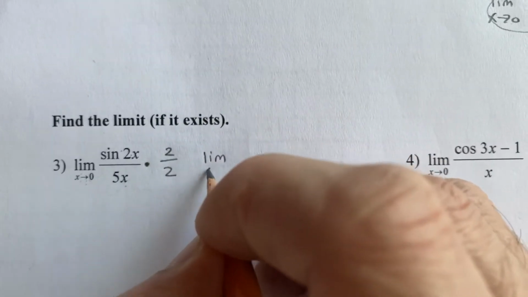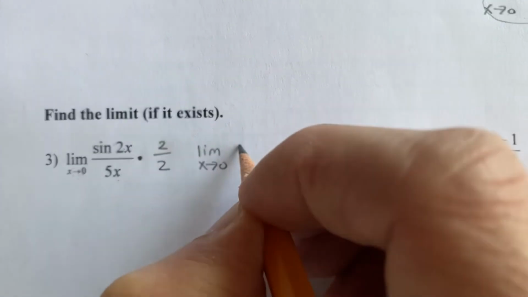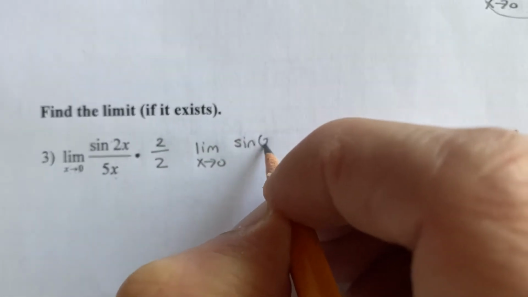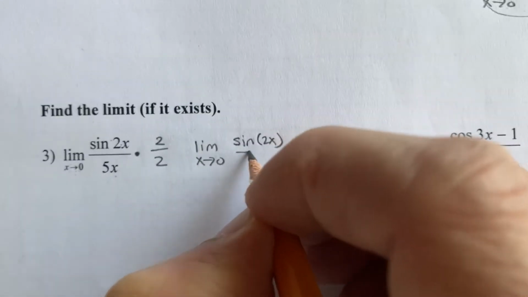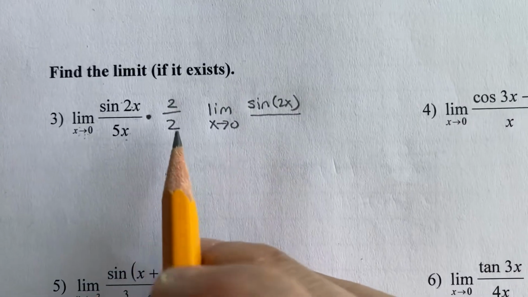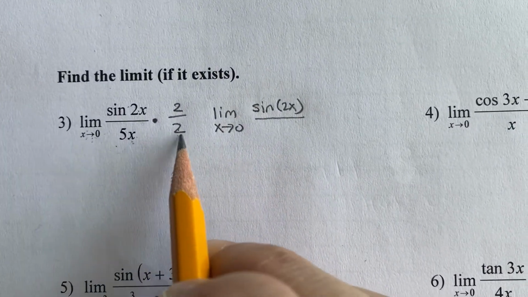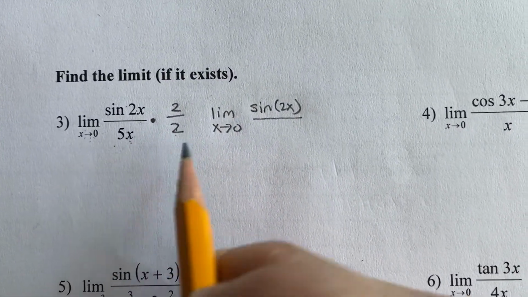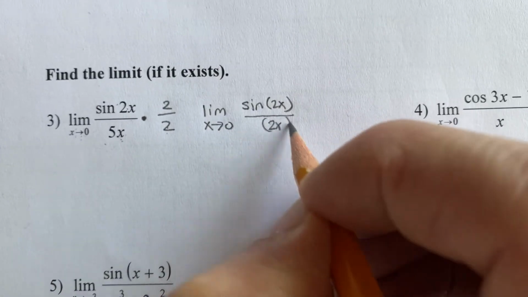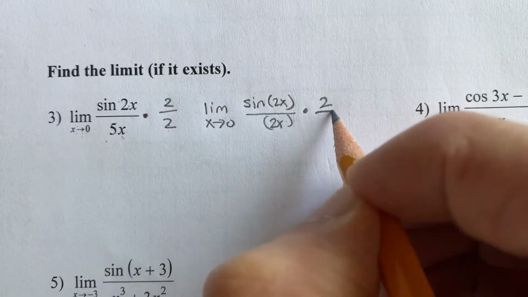Again, write the limit as x approaches 0 of sine of 2x. What I'm going to do right now, this is 5 times x times 2. I'm going to put this 2 over here and this 5 over there. So what you have right now is 2/5.